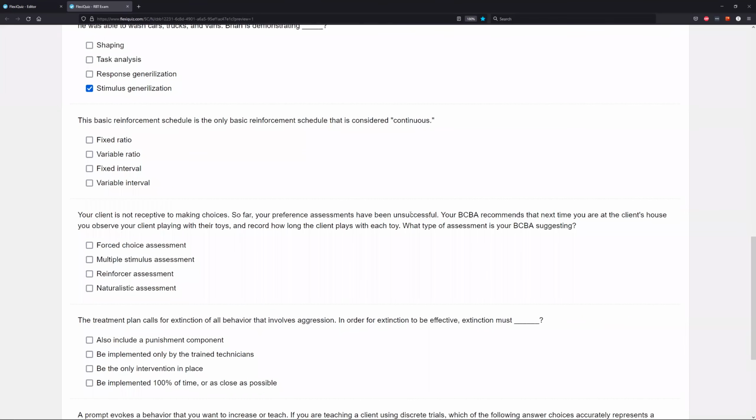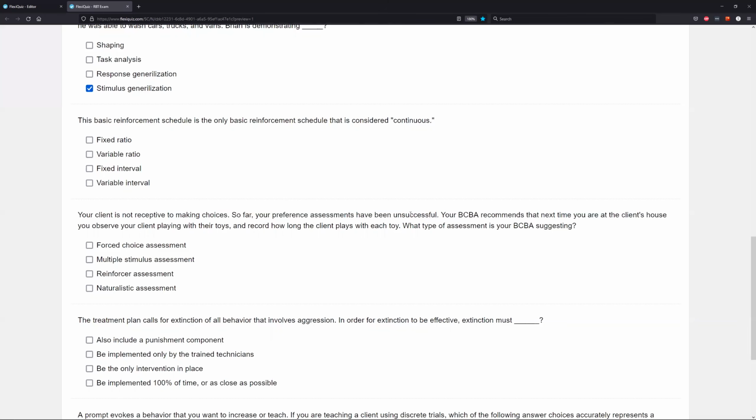This basic reinforcement schedule is the only basic reinforcement schedule that is considered continuous. All right, what is this question asking? This question is asking, what do we consider a continuous schedule? Remember, think about continuous reinforcement, CRF. What is CRF? Well, that's also known as FR1. If we are continuously reinforcing, we are reinforcing every instance of a behavior on an FR1 schedule. Every response gets reinforced. Every other type of reinforcement schedule is considered intermittent, because not every response gets reinforced.